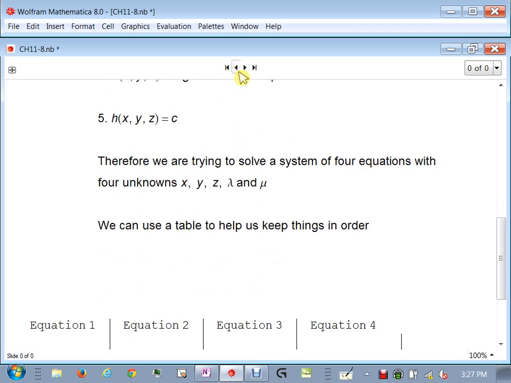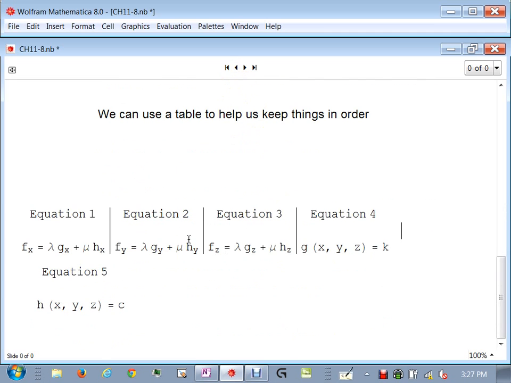So we have 5 equations and 5 unknowns. You have the first partial with respect to x, with respect to y, with respect to z. Then you have the first constraint, then you have the second constraint. So you're trying to figure out 5 different variables: x, y, z, lambda, mu. Have fun. So it can be done.